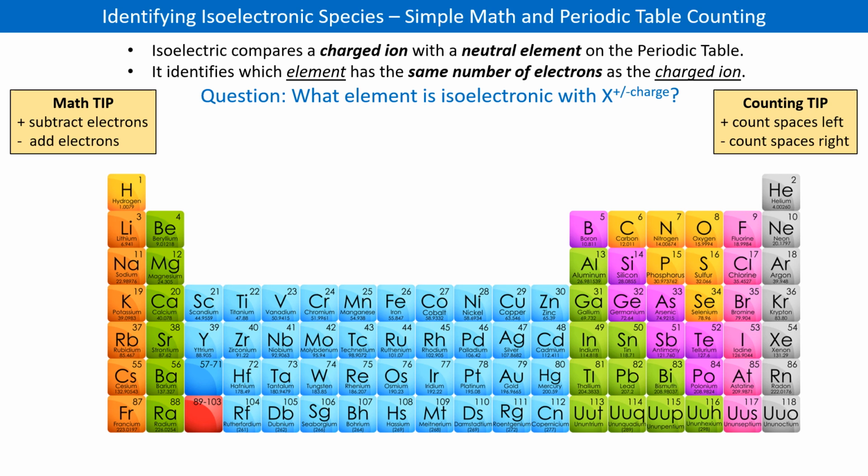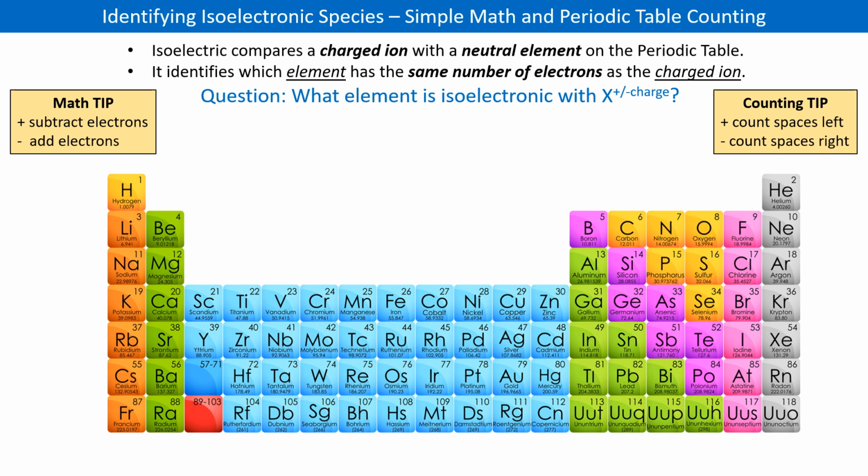Okay, a couple of tips. Math: if you're doing the math, plus means subtract electrons, and minus means add electrons. The counting tip: if it's positive, you count spaces left, and you'll learn what that means. Minus means you count spaces right. Keep in mind that each box on the periodic table represents electron count. So, what element is isoelectronic with some charged species? Let's play with some.